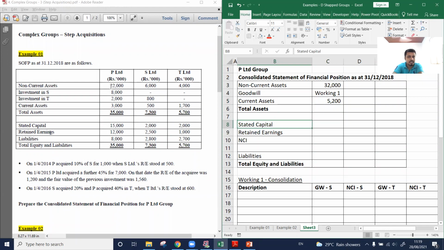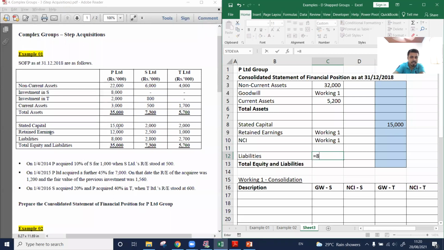But for stated capital, what have we done? We have considered the parent company's year-end amount, here that is 15,000. Retained earnings again we will take from our working number 1 as usual, and NCI value also will be taken from working number 1.